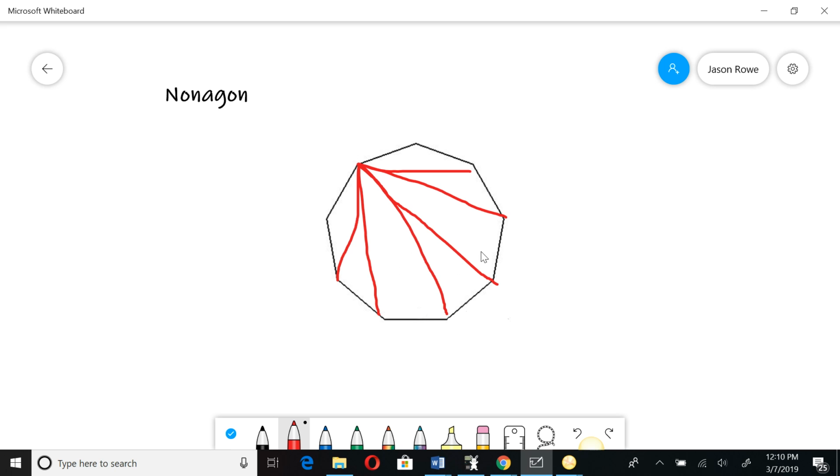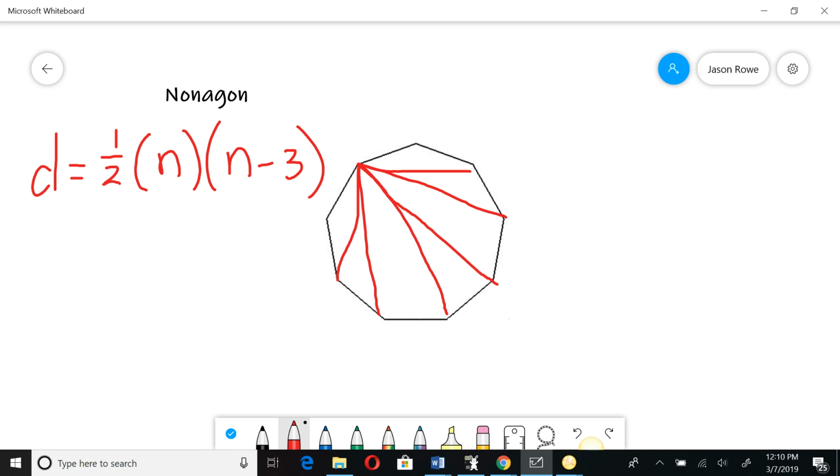Well, instead of sitting here counting and drawing out the figures and all that, there is a formula that we're going to use. So here is that formula. The number of diagonals is equal to 1/2 times n, which is the number of sides, times n minus 3.